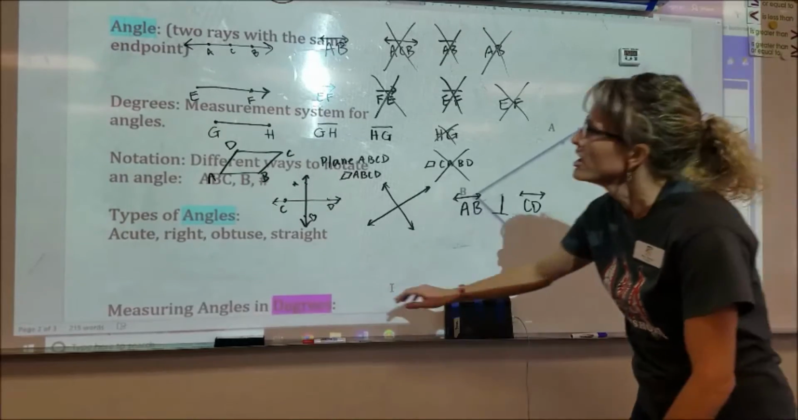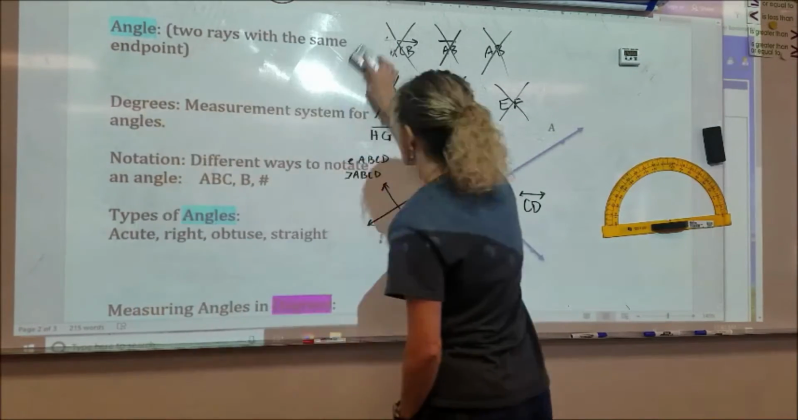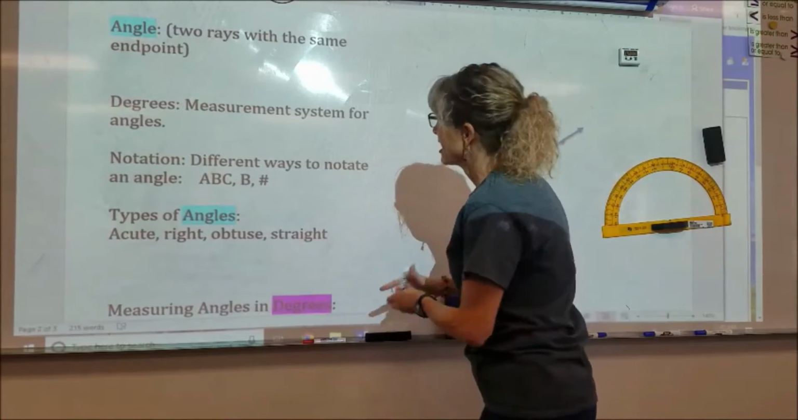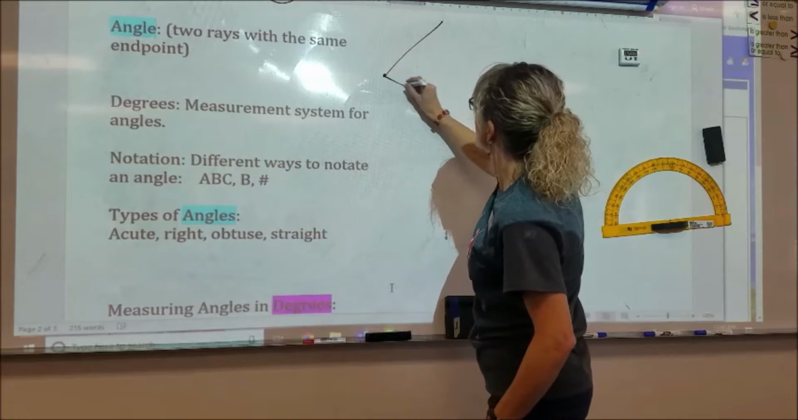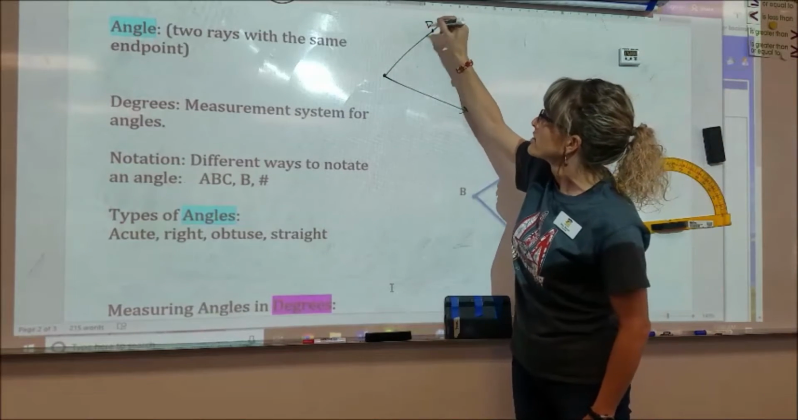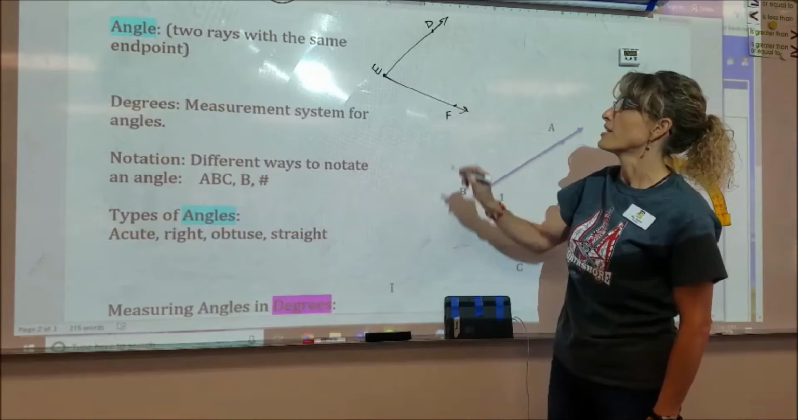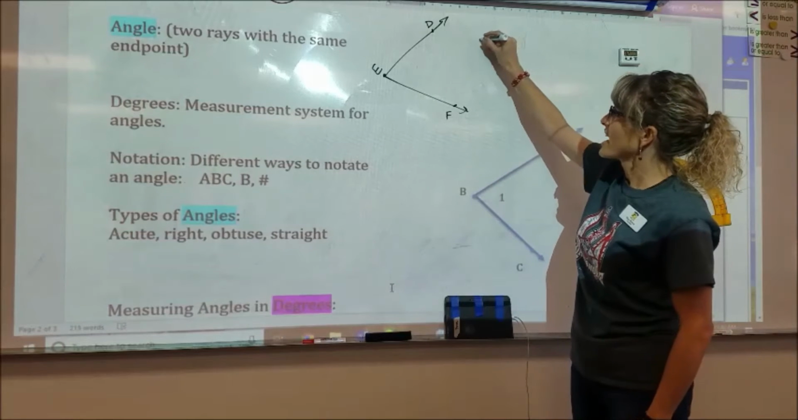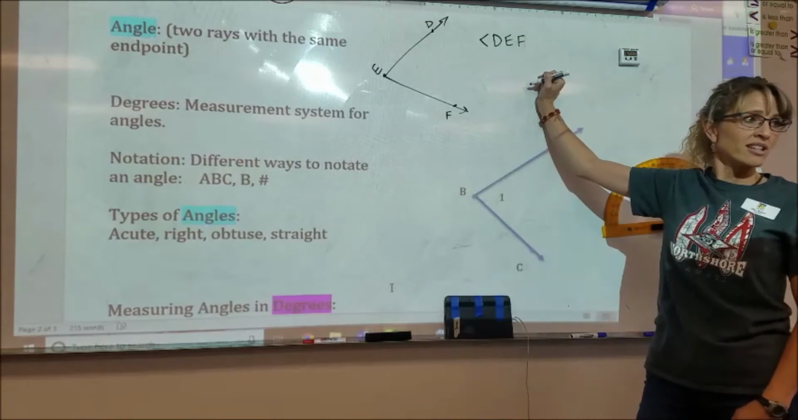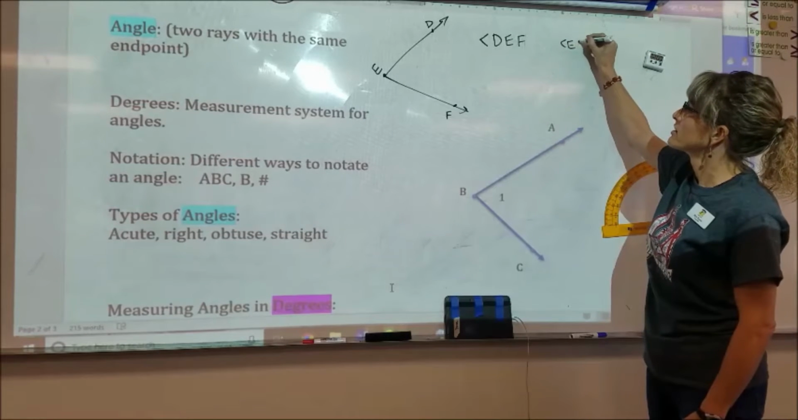All right, so next is angle. Two rays with the same endpoint. This is where we get fun because we get some of our geometry tools. An angle looks like this. We get two rays. They share an endpoint. Here's ray ED, and here's ray EF. The way I name my angle is I say angle DEF. A wrong way to name my angle would be angle EDF.